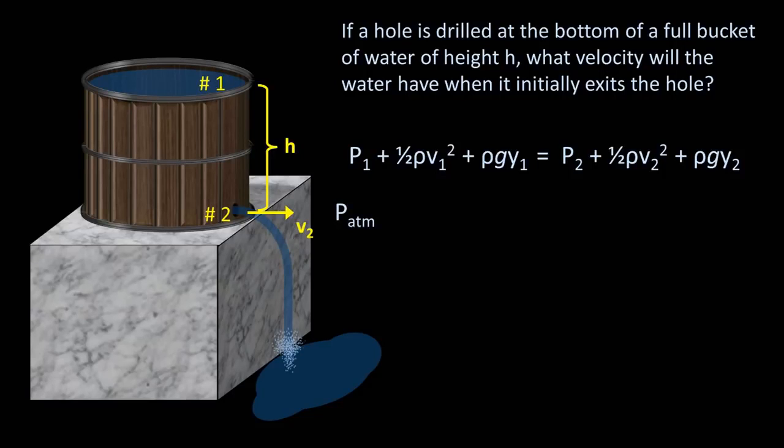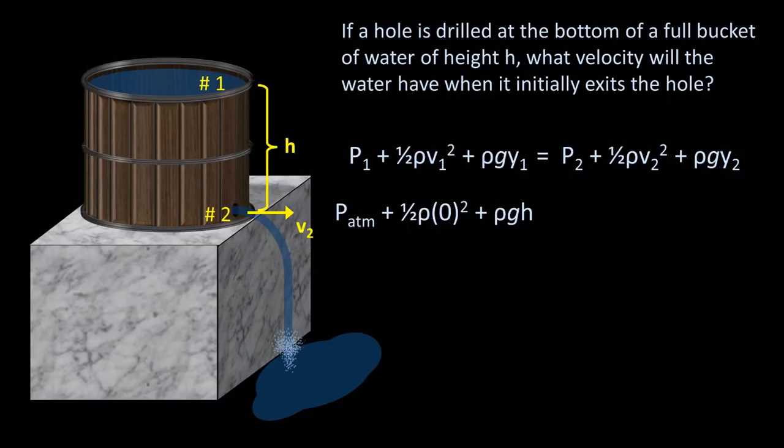What is the velocity at point 1? By the continuity equation, the velocity times cross-sectional area at point 1 must equal the velocity times cross-sectional area at point 2. However, if we assume that the cross-sectional area of the entire barrel is much larger than that of the hole, the velocity at point 1, that is how fast the water line is moving down, is very small and for practical purposes can be assumed to be 0. The value of y1 is the height of point 1 above some arbitrary level. We can make that arbitrary level anything, but let's make it the top of the marble block. So y1 becomes h.